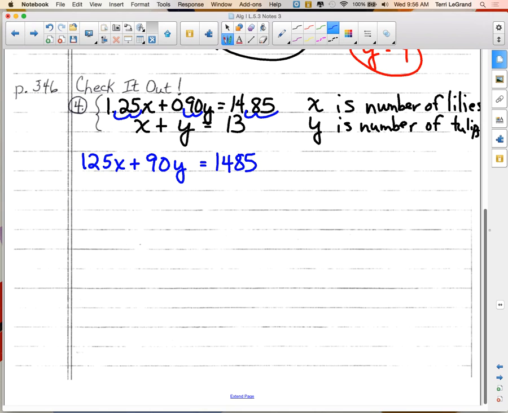1,485. Now you might think, I'd rather work with the decimals than that big of a number. Well, feel free, you can. What should we do then? Do you want to create opposite x's or opposite y's? Opposite y's. Okay, it's a little bit smaller number, so we'd multiply that second equation by a negative 90 then, wouldn't we? So we would take that equation and we would multiply both sides by negative 90.